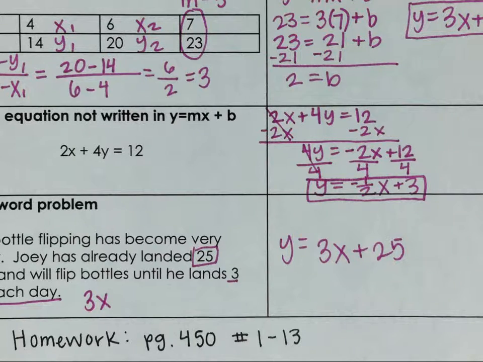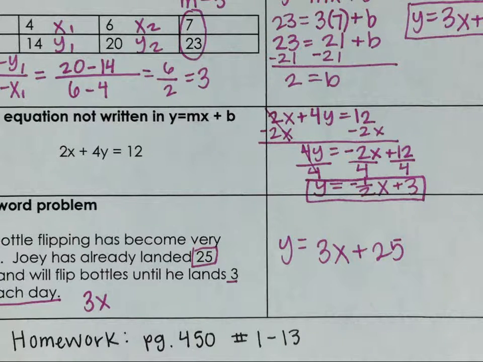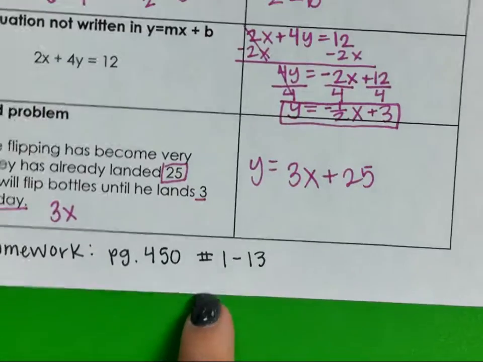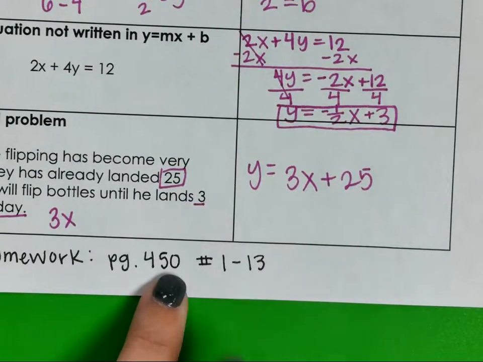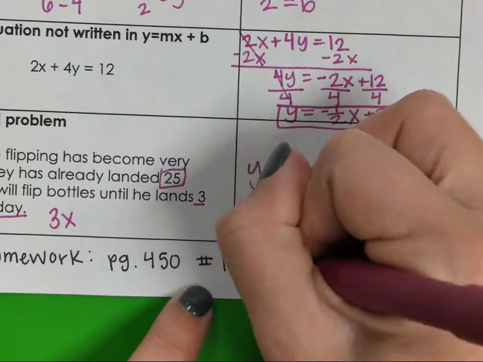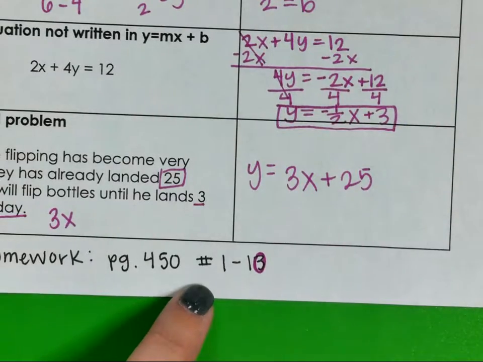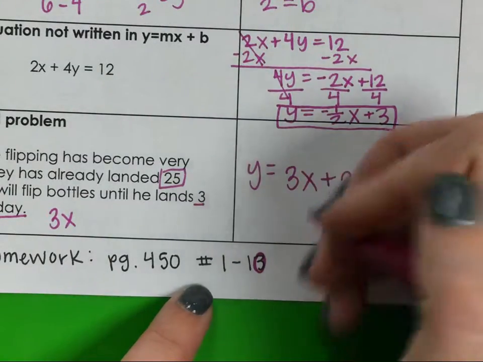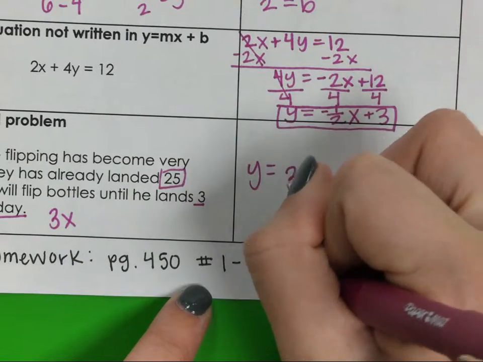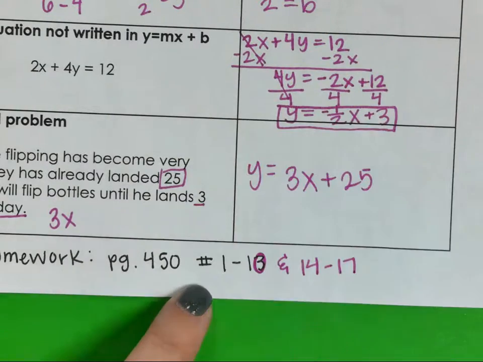All right, so don't put this away. We need to make some changes on our homework down here. Your homework is still page 450, but change this from numbers 1 through 10, and numbers 14 through 17. Numbers 1 through 10, and then 14 through 17.